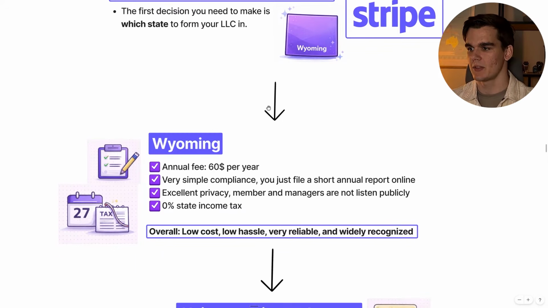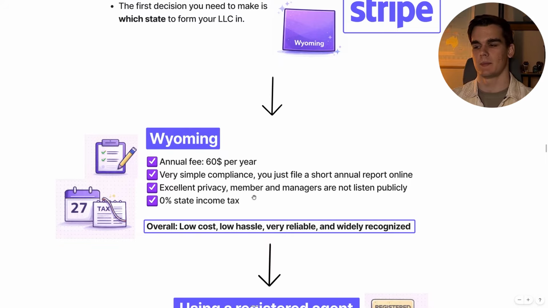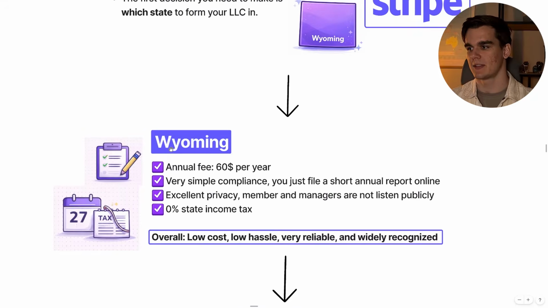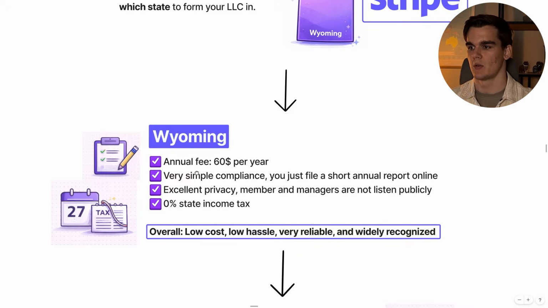Wyoming has the lowest annual fees with just $60 per year. They have very simple compliance, you just file a short annual report online each year. They have excellent privacy, as members and managers are not listed publicly on the public record, and there's 0% state income tax. So overall, low cost, low hassle, very reliable and widely recognized. Also, this is the state that I personally use for all my own LLCs.